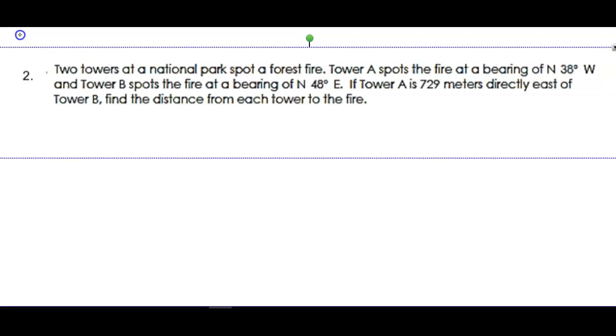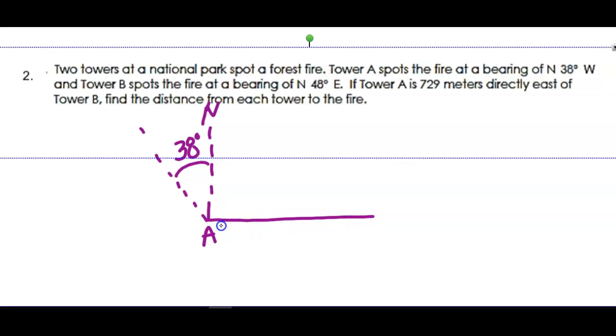And this one has us using bearings again, so I was going to help you out. Two towers at a national park spot a forest fire. Tower A spots the fire at a bearing off of north. He has to look 38 degrees towards the west to see the fire. And that was Tower A. If Tower A is 729 meters directly east of Tower B, so, oh, he's east.